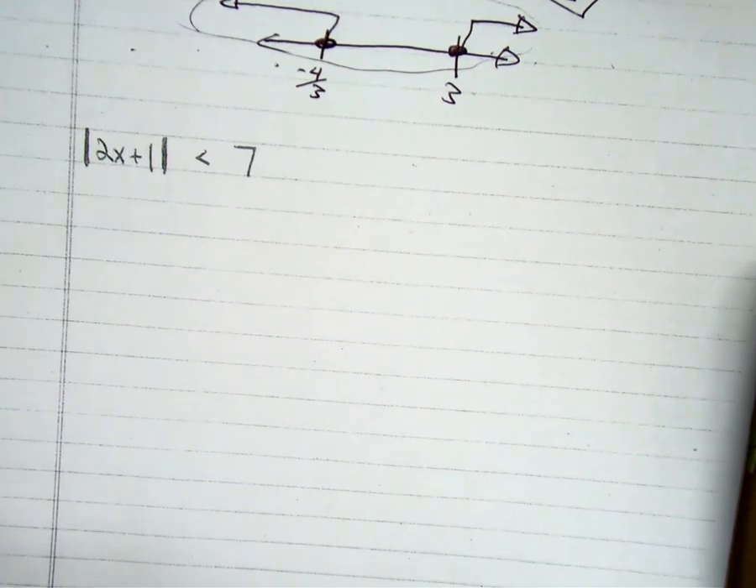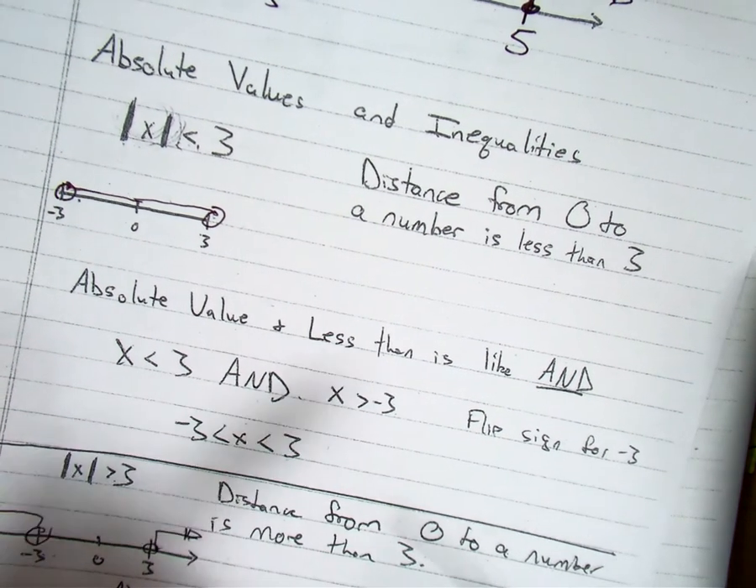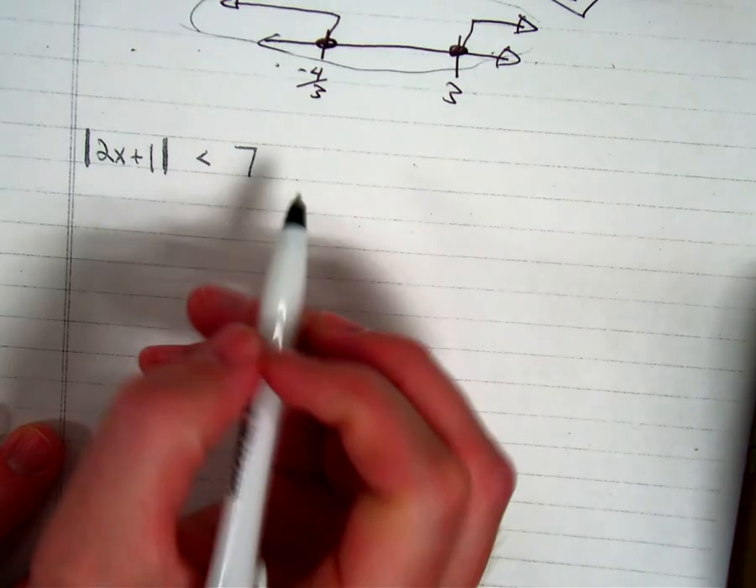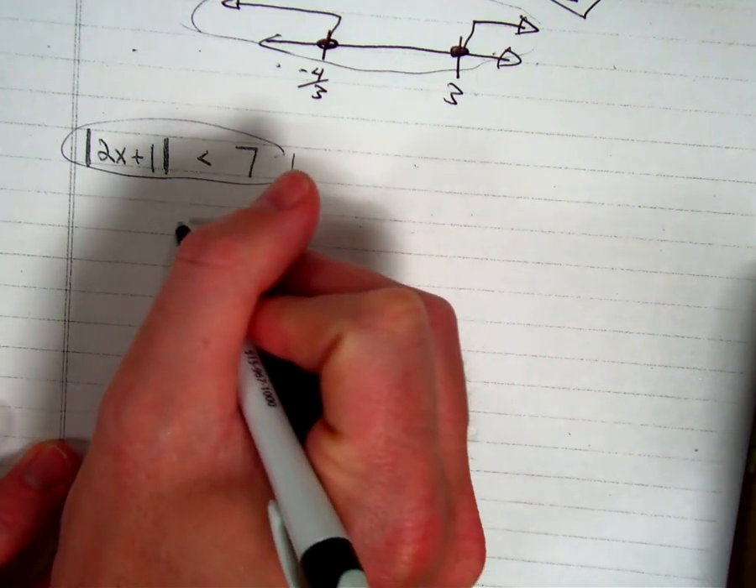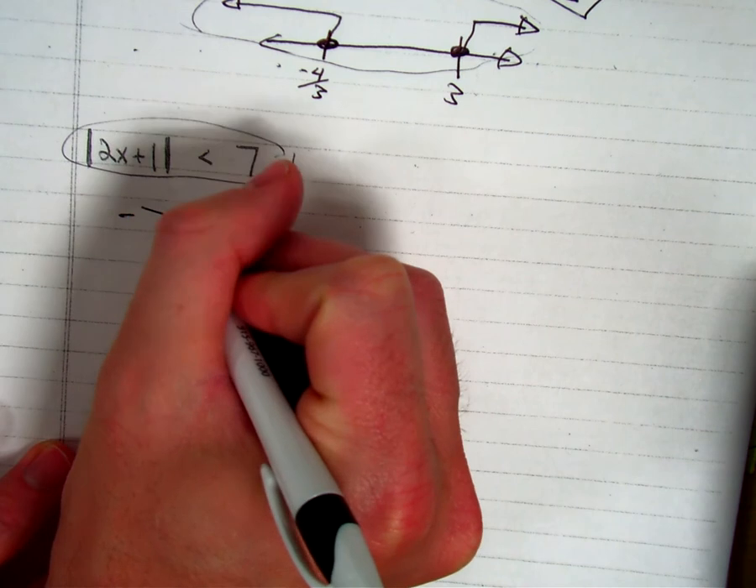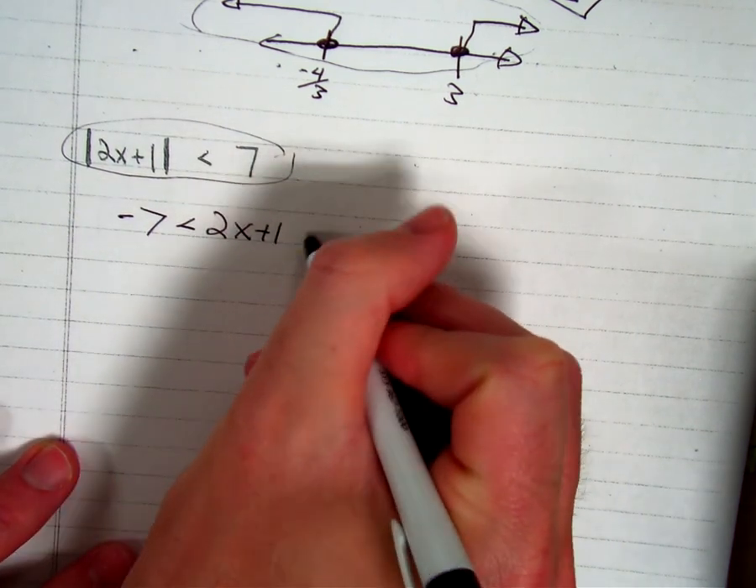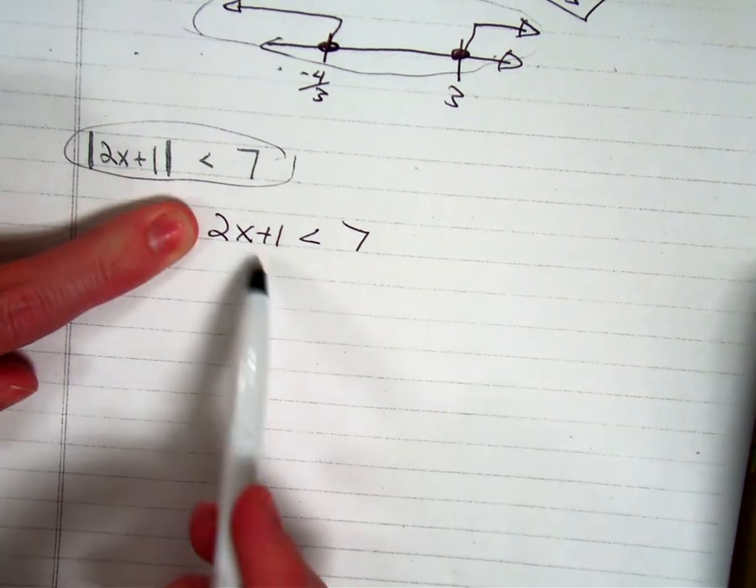Absolute value with a less than. Absolute value of 2x plus 1 is less than 7. Okay, think about what we just talked about. Absolute value with a less than is kind of like a between one. It's an and. Okay, so these are actually really nice, because now here's what you can do with these: you can just drop the negative 7 on the other side. All right, so we can do that. This is what we had.